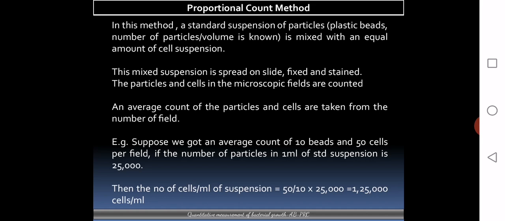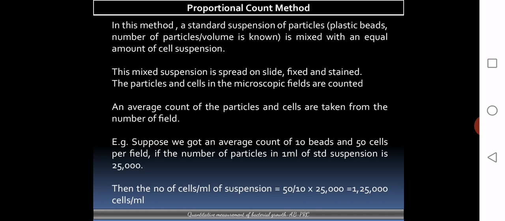That means just like we do for other staining, we prepare a slide, stain and observe it, and we will count the cell number plus the particle number. The count of both cells and particles will be taken, and from that value we can estimate the proportionate number of bacterial cells in that suspension.